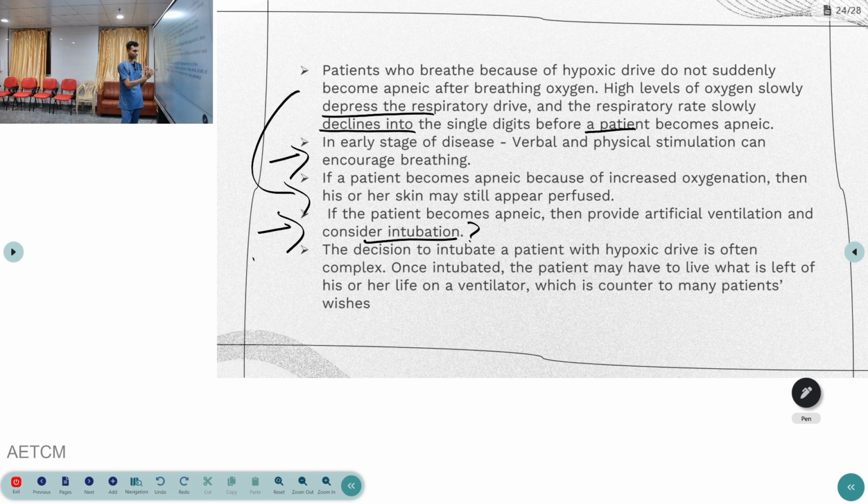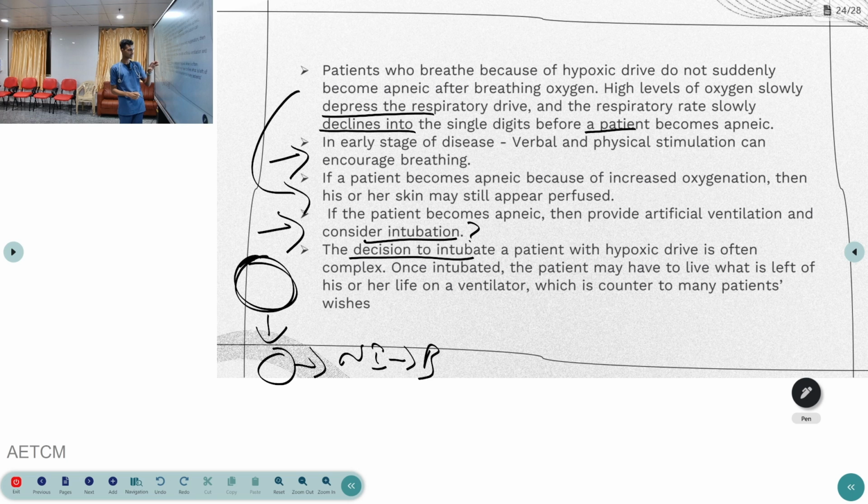Once you put a person on a ventilator, it is more difficult to wean the person from the ventilator to NIV and to normal self-breathing. If you put the person on a ventilator, they will completely become ventilator dependent, more specifically in COPD. That is why they mention that the decision to intubate a patient with a hypoxic drive is often a complex one. Once intubated, the patient may have to live what is left of his or her life on the ventilator, which is encountered in many patients.